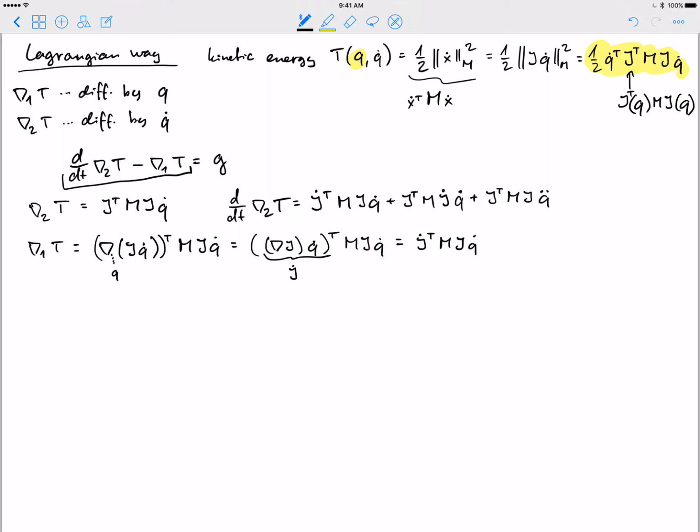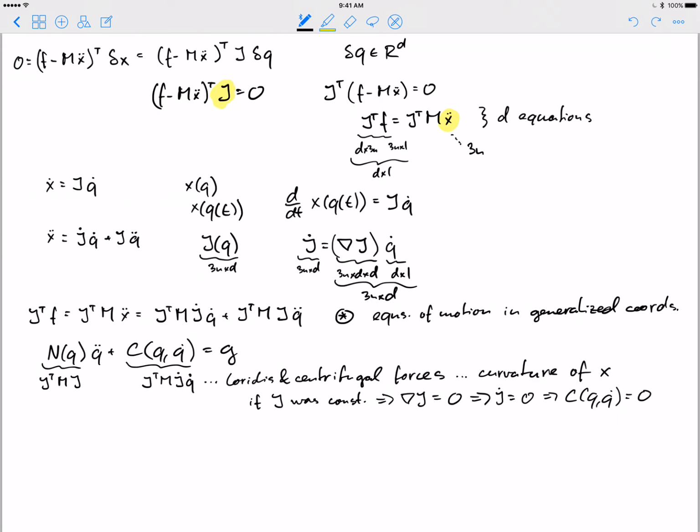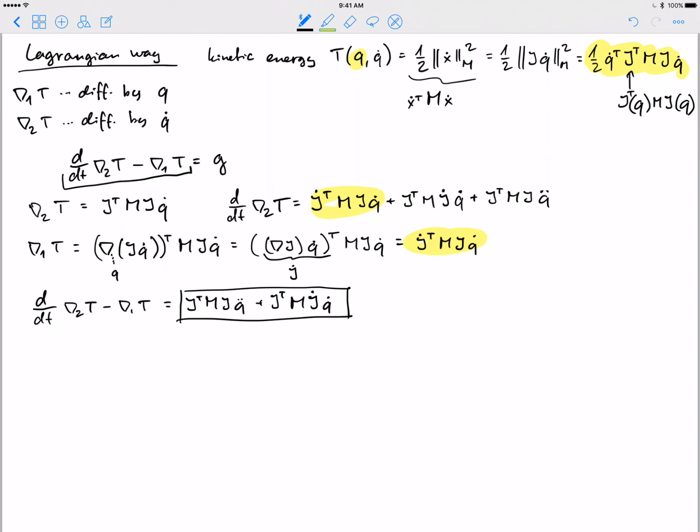So if I put this together and write the Lagrange equation, d over dt of the second gradient of T minus the first gradient, I am taking this and subtracting that. If I look at that carefully, I'll see that this term and that term are the same, so they subtract themselves. What I'm left with is J transpose M J q double dot plus J transpose M J dot q dot. As you can see, this is exactly the same as here: J transpose M J dot q dot plus J transpose M J q double dot. I just wrote it in a different order.